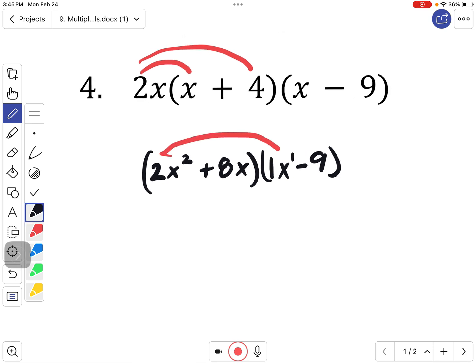Put my coefficient and my power. So those are going to give me 2x to the third. I'm going to do my 8. Oh, sorry. No, I'm not.